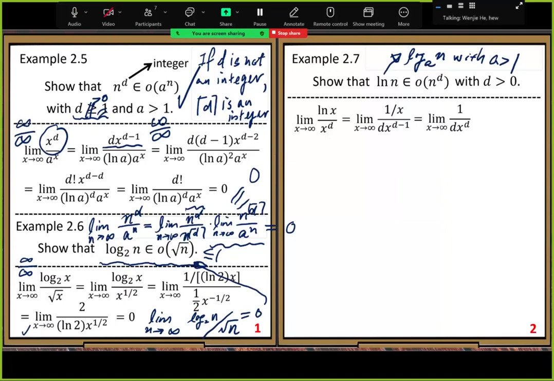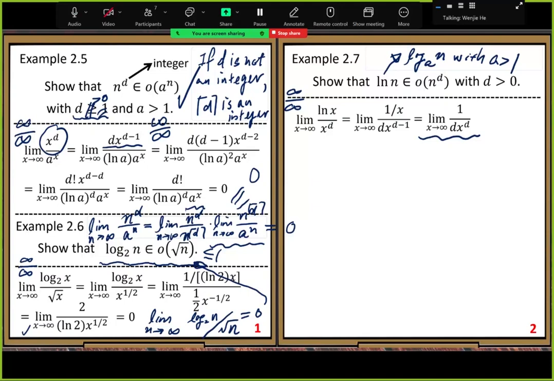Before we apply L'Hopital's rule, we can see it is an infinity over infinity indeterminate form. But after the simplification, it's not an indeterminate form. So we cannot apply L'Hopital's rule another time. We just calculate the limit directly.